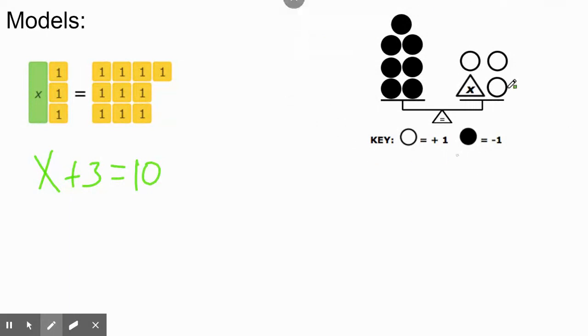Sometimes you have models that are going to have keys. So you have to look at the keys. I see that the white circles are going to be positive, the black circles are going to be negative. So if I count on the left side, I have 7 negative, so I would write negative 7 equals. I see 1x, so I know this is going to be addition or subtraction. And I see 3 positive, so I'm going to write plus 3.